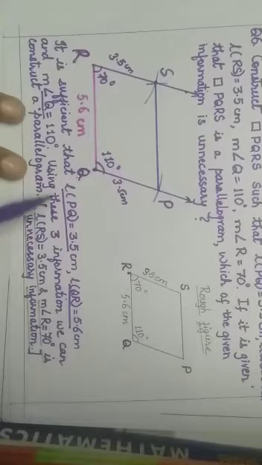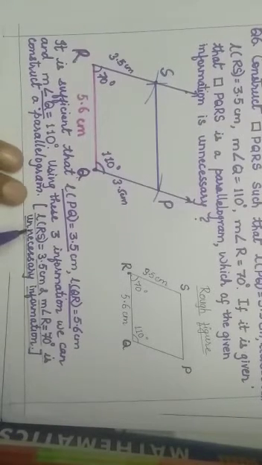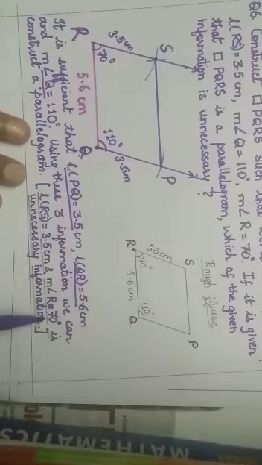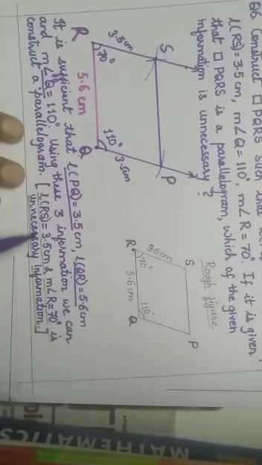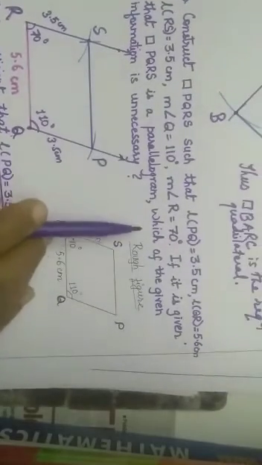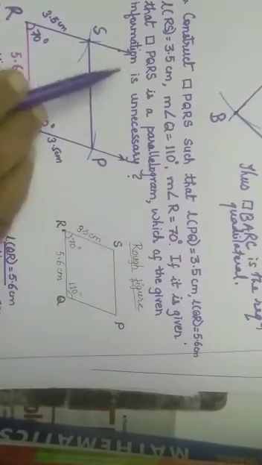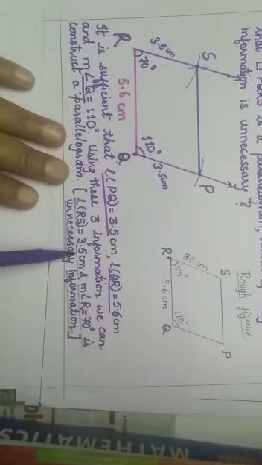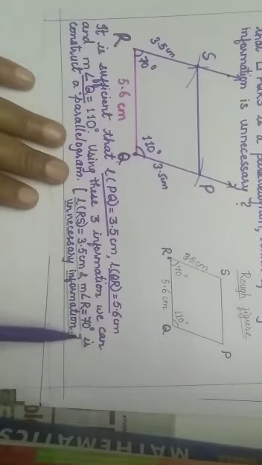But again, which extra information is given in this sum? Length RS is given as 3.5. Measure angle R is also equal to 70 degree, which is unnecessary information. This answer we have to write, because what is given in the question? Which of the given information is unnecessary? So this information is unnecessary. Length RS is 3.5, and measure angle R is 70 degree.